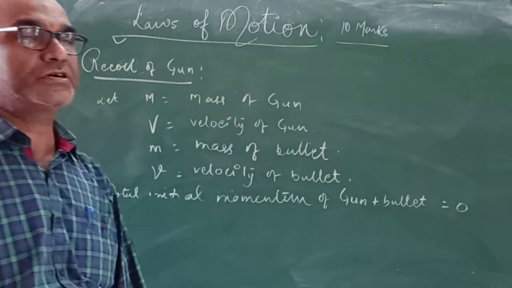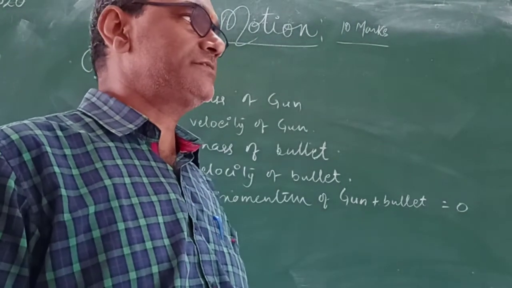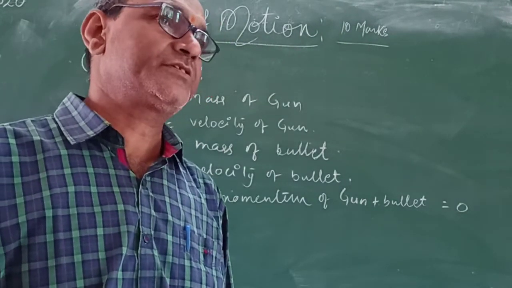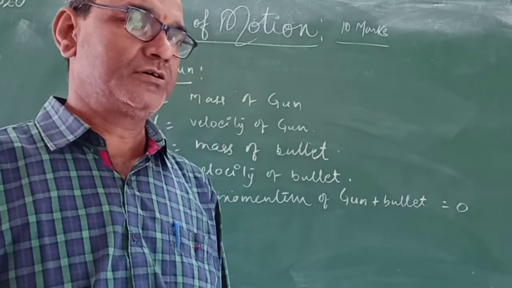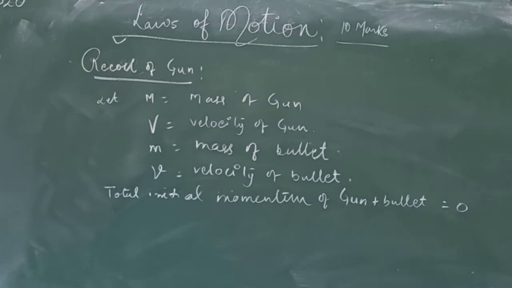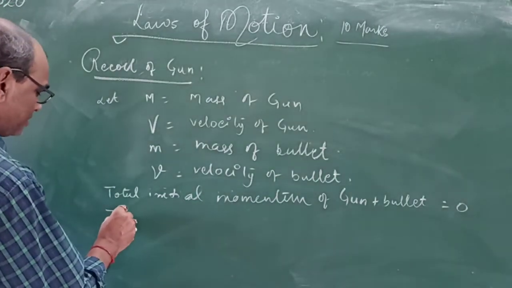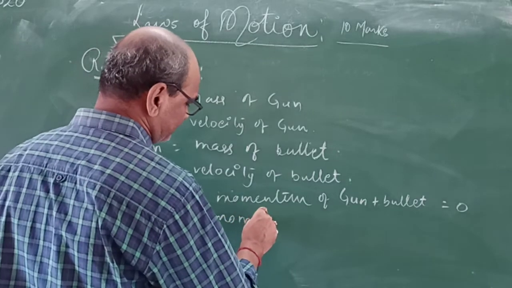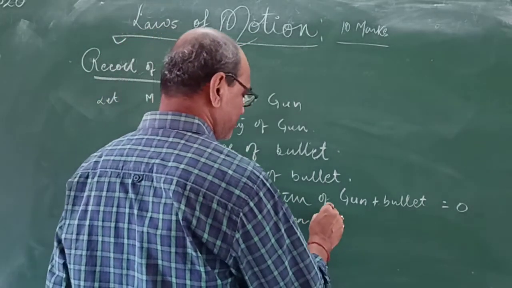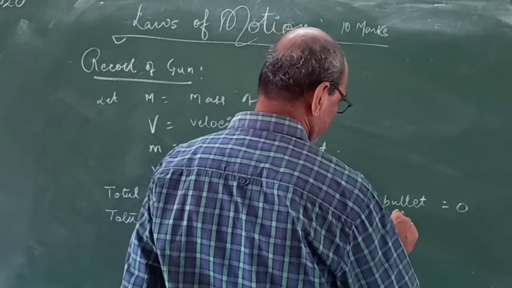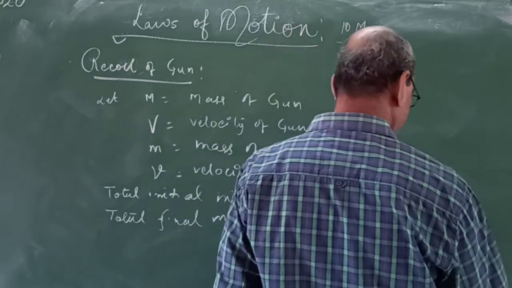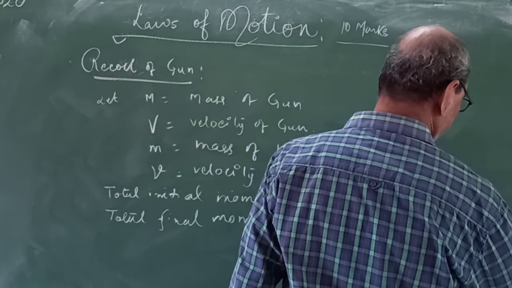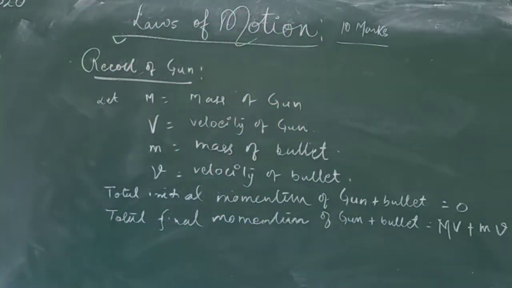Why do we say 0 here? Because the gun is at rest and the bullet is also at rest, so the initial velocity u is equal to 0. Now the total final momentum of gun plus bullet is capital MV plus small mv. Then, according to the law of conservation of momentum, total initial momentum is equal to total final momentum.